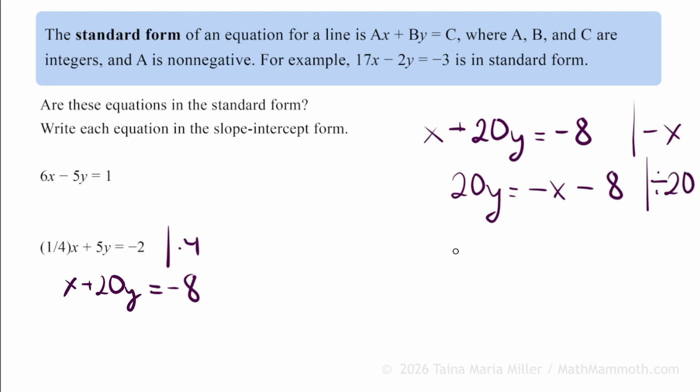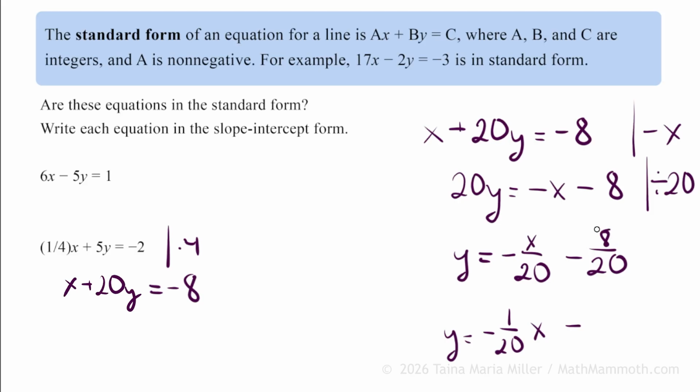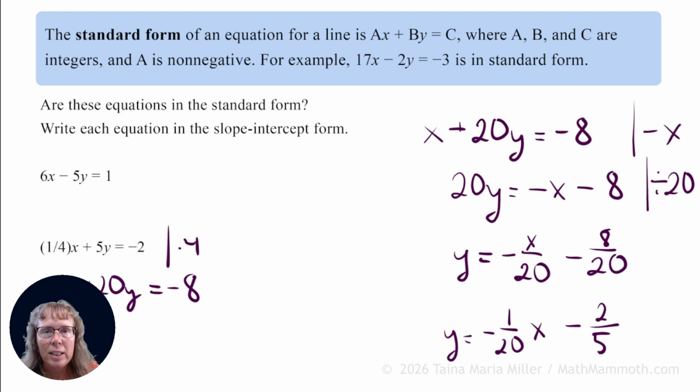Then divide by 20. Now we have y equals this divided by 20, but I will divide this term and this term by 20 separately, so we will get directly to the slope-intercept form. Minus x divided by 20, and then minus 8 over 20. Okay, we can still simplify this fraction. We could write this either this way or as minus 1/20 times x. And here this is divisible by 4, so 2/5. So that's our final equation in the slope-intercept form now.